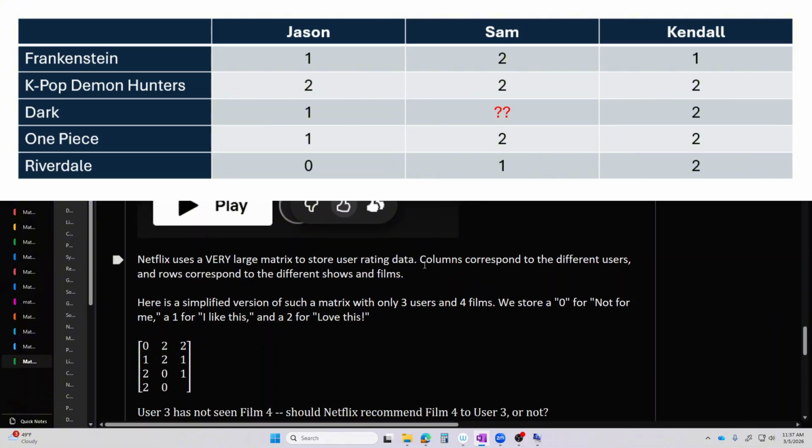Now, the different columns of this matrix correspond to Netflix's different users. So, for example, Sam Smith, have a certain column in their data storage.